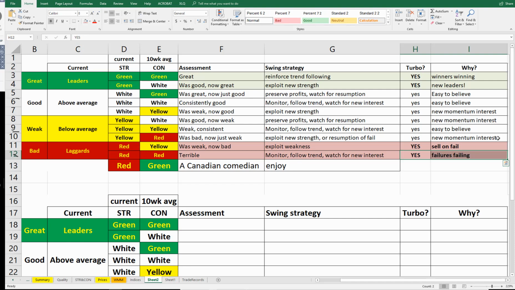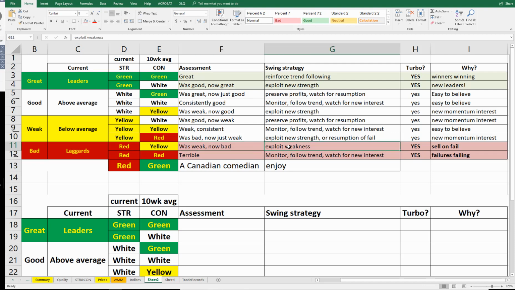I also like red and yellow because this is the beginning of what could be a horrible long-term trend. It was just weak. Let's say it was maybe the previous week it was yellow and yellow. And now this week it just got really bad, and now it just went to red yellow. It was weak, and now it's bad. And now I can exploit that weakness.